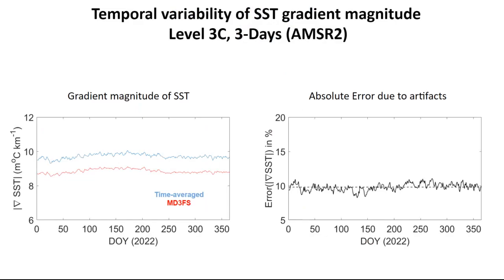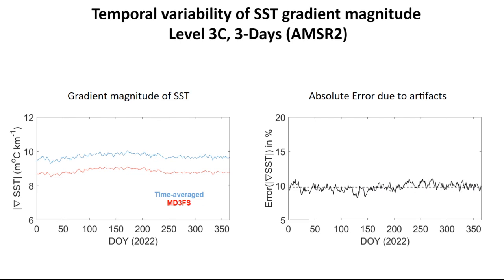So to evaluate the quantitative impact of compositing artifacts, we analyzed the temporal variability of SST gradients for the entire year of 2022 for all 3 temporal resolutions and the 2 methods. Here's the time series of SST gradient magnitudes averaged over the entire globe on the left panel, and on the right panel we have the absolute error in percentage introduced by artifacts for the 3 days temporal resolution. We can see that, as expected, by getting rid of compositing artifacts, the M3DFS brings down the overall magnitude of gradients. And if we take a look at the right panel, we see that for 2022, this corresponds to a systematic error of the order of 10%.